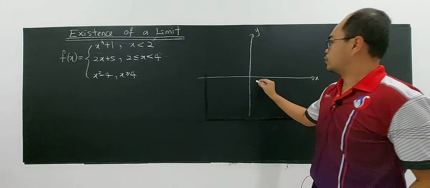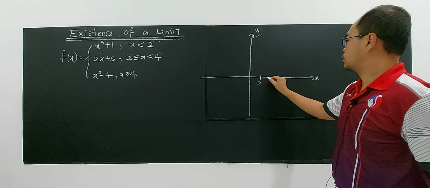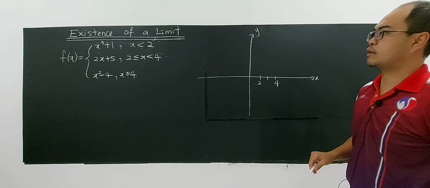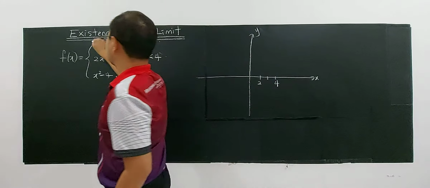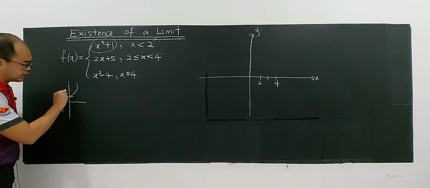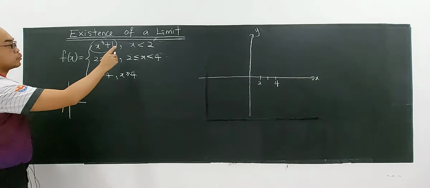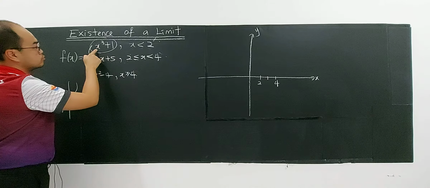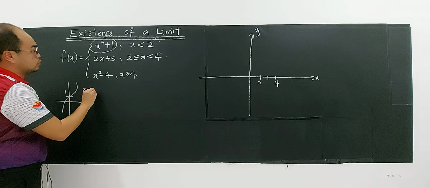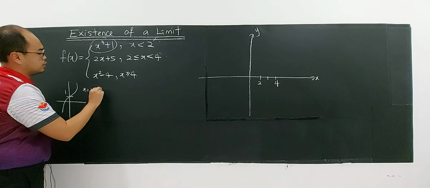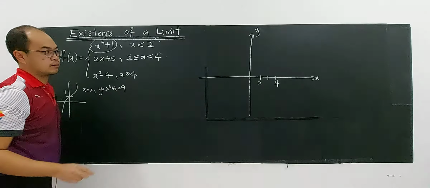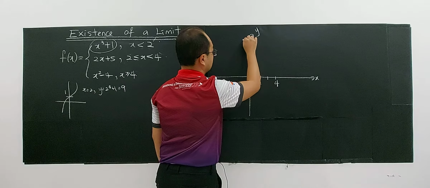So you have 1, 2, 3, 4. It's a boundary value. Before 2, this is the graph of x cubed plus 1, which will look like this. It's a cubic graph. When you put in the value of 2, x equals 2, your y will be 2 to the power of 3 plus 1. That's 8 plus 1, which gives you 9. So at 2, you get a value of 9.